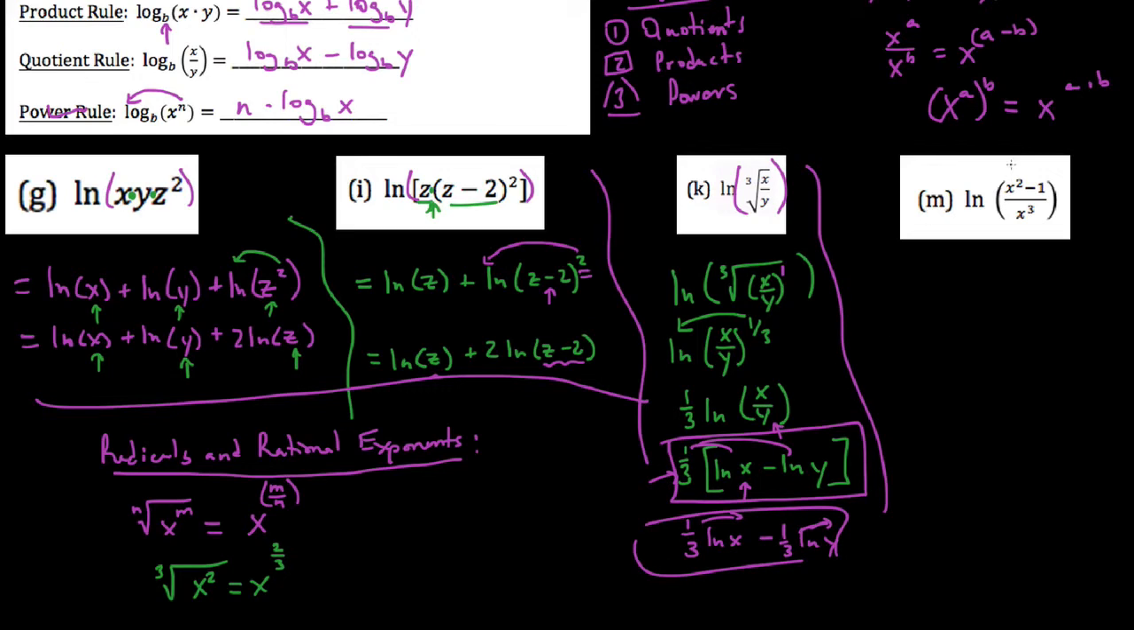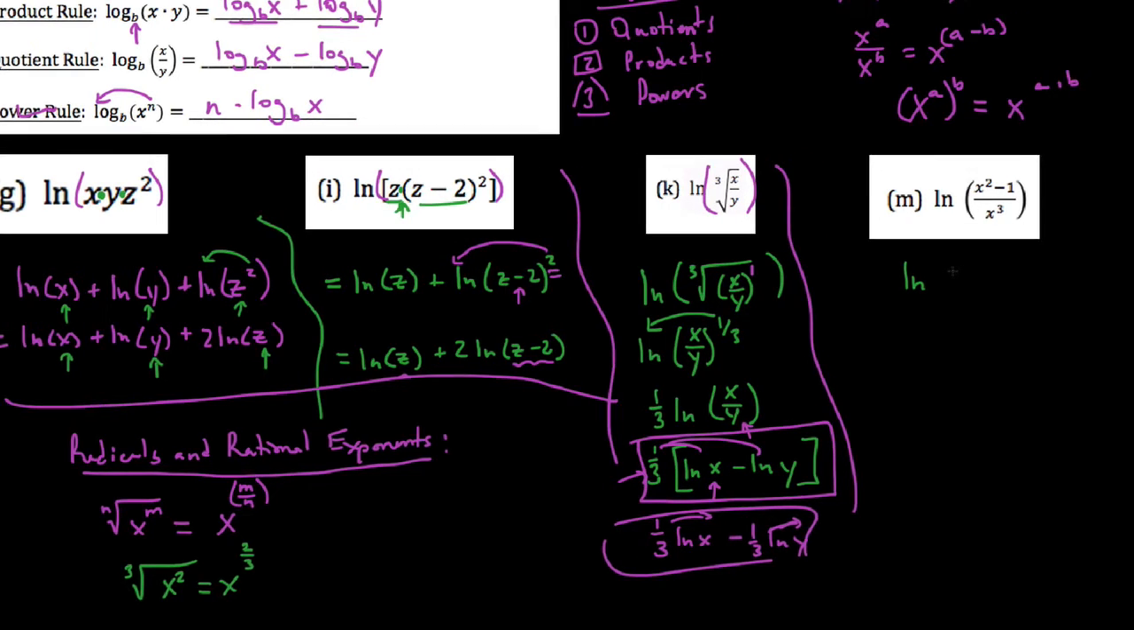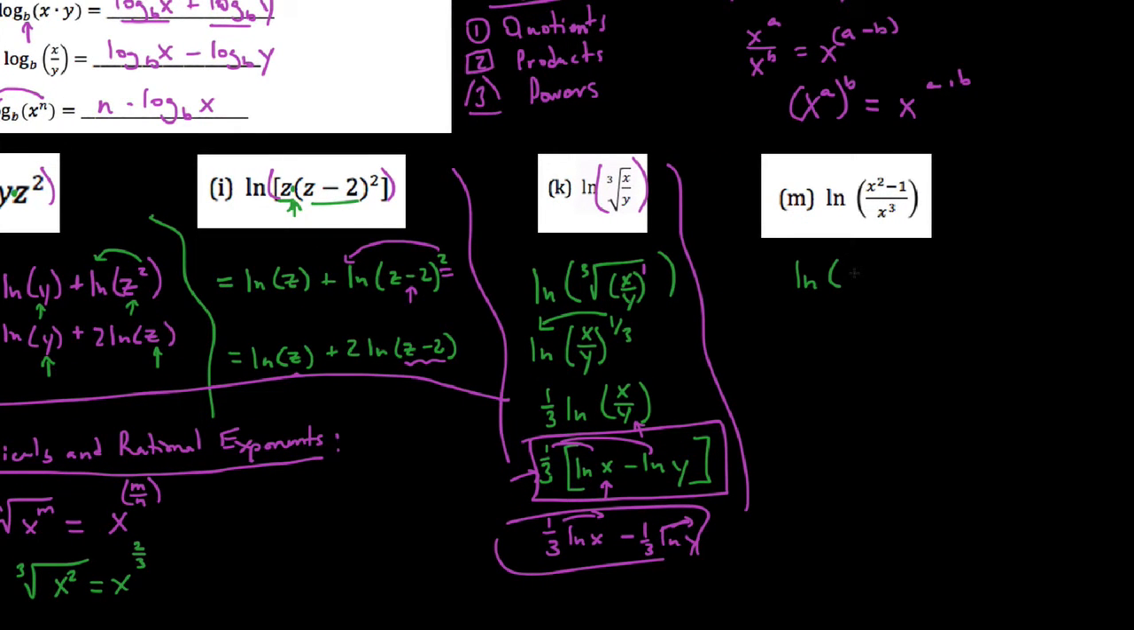Okay. So let's take a look at letter m here. We have the natural log of some quotient, it looks like here. And so our quotient rule says, hey, you know, we'll just rewrite this as log base b of the stuff on top minus log base b of the stuff on bottom. Well, we have log base e, and we're saying log base e of the stuff on top, which is x squared minus 1, minus log base e, or natural log of the stuff on bottom. Now, can I do anything with this?